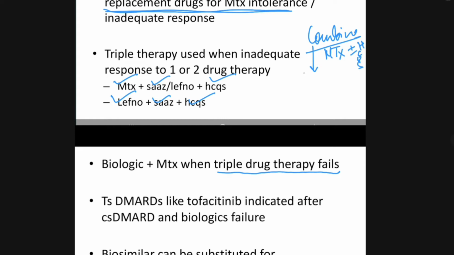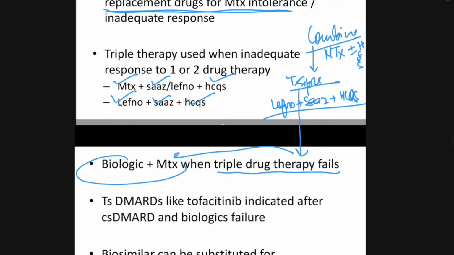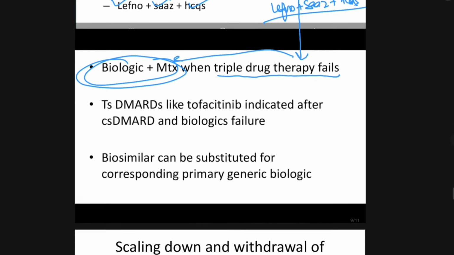Then we come over to when the patient has either an inadequate response or intolerance, or we are not able to achieve a target, then we should switch over to the triple drug therapy, in which the most common combination uses leflunomide, sulfasalazine and HCQS. And when a patient is not able to achieve remission in this also, then we come on to the biologics, and usually a combination of biologics with methotrexate is given.